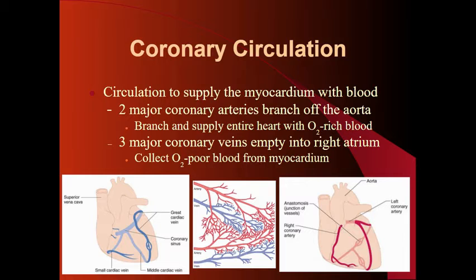Coronary circulation is the method which supplies the myocardium with blood. There are two major coronary arteries that branch off the aorta, and these branch and supply the heart with oxygen-rich blood. Once that blood is used by the heart, there are three major coronary veins that empty right into the right atrium, collecting that oxygen-poor blood that's been used by the myocardium.